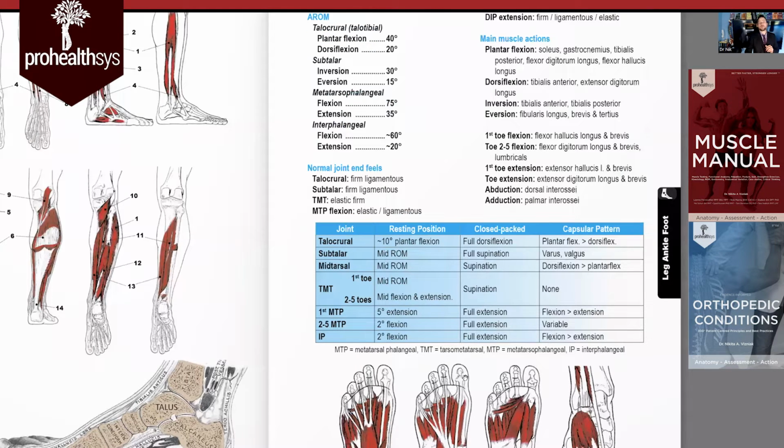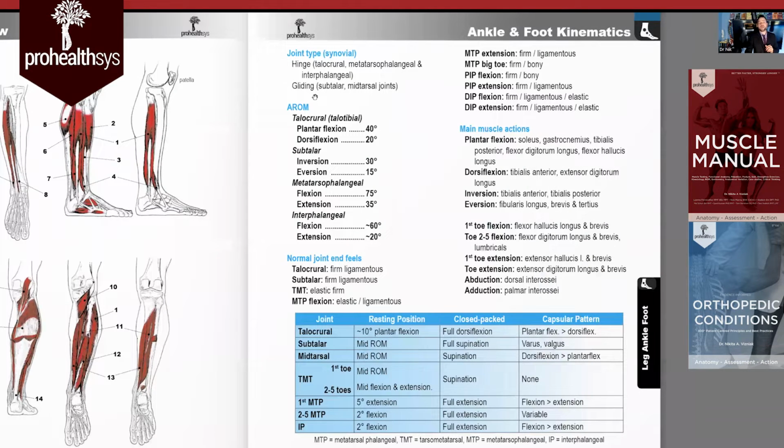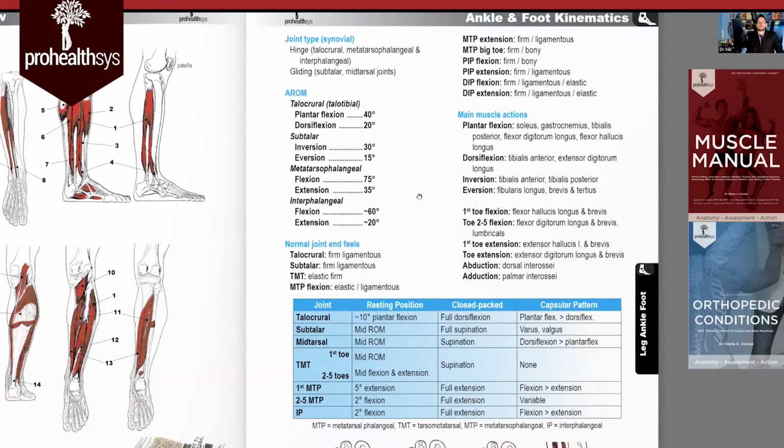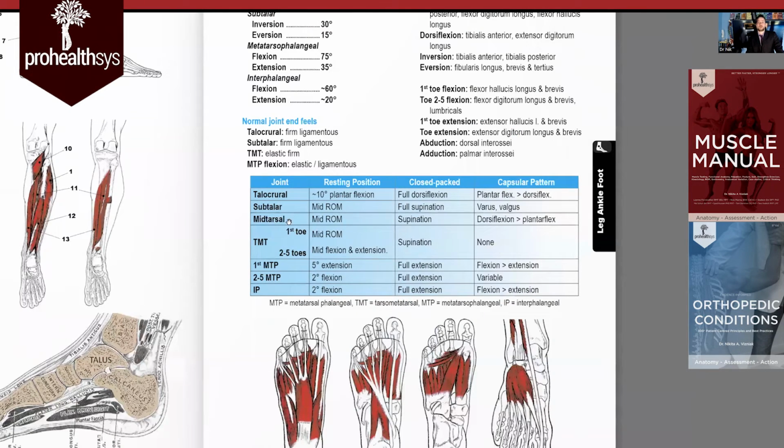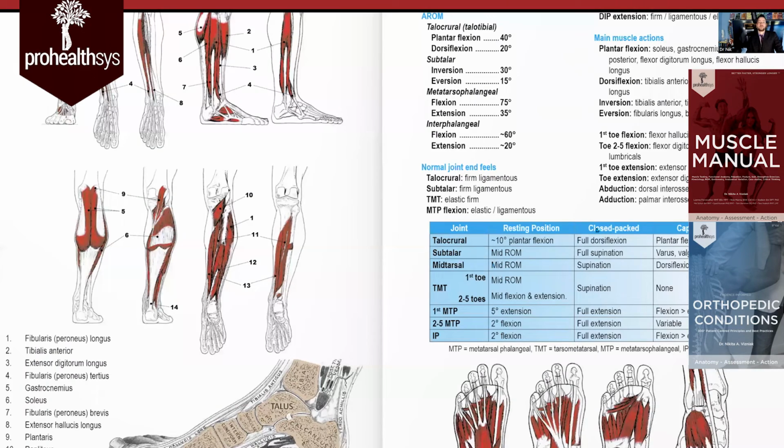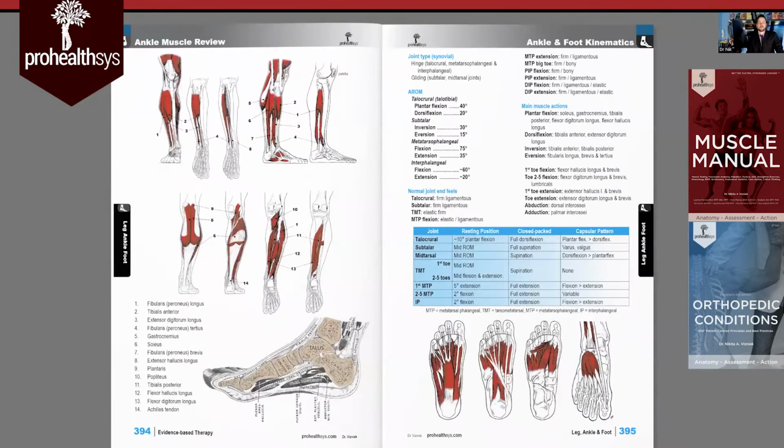And then, of course, we talk a little bit more about the kinesiology now, where we look at the joint types that we have, also the ranges of motion for each of these joint types. What are the normal end feels? Ligamentous is standard for the foot. The ligaments are just so strong all the way through. I would say ligamentous most of the way as you're looking at it. And then, of course, resting position, closed pack position is a quick summary table there if you are really into the feet. So quick summary of the muscles and a little bit of kinesiology there for you.